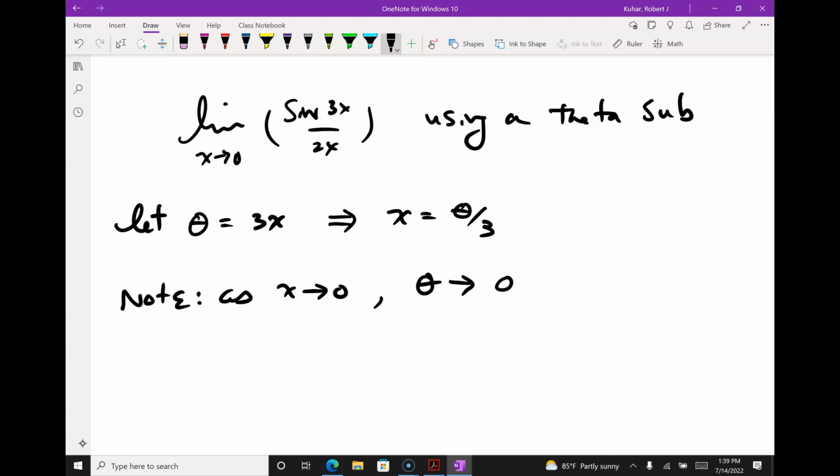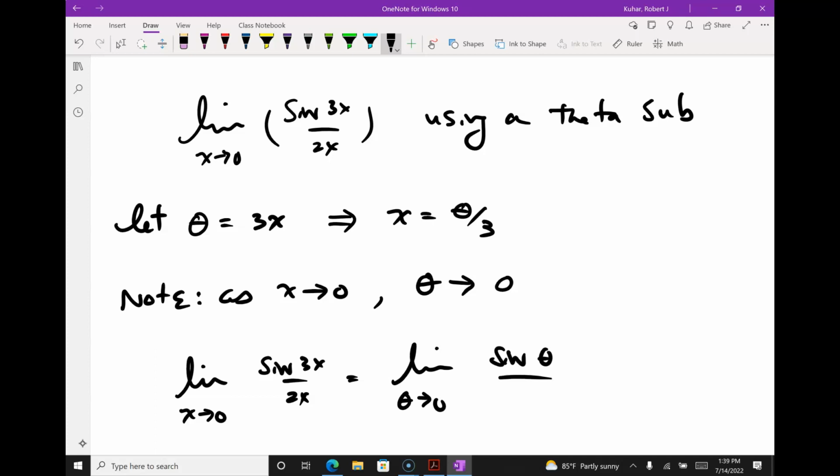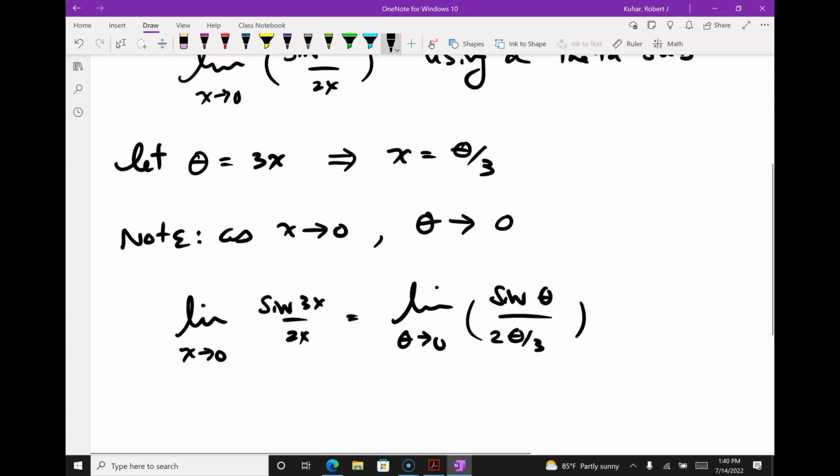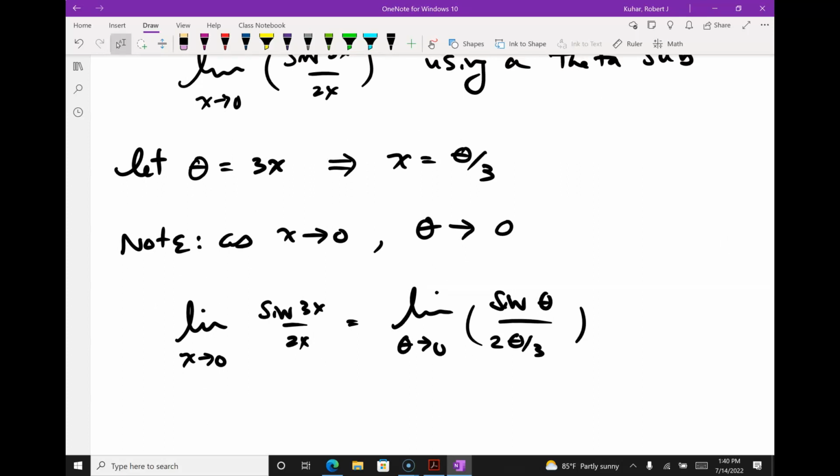So the limit becomes, the limit as x goes to 0 of sine 3x over 2x is the limit as theta goes to 0 of sine of theta over theta, 2 theta over 3. And you're like, well, how am I supposed to know to do this? Well, I'm teaching you, right? We did a trig identity last class, and then with a theta sub, and then we did a really horrible one with a trig identity, and now I'm doing that one with a theta sub.